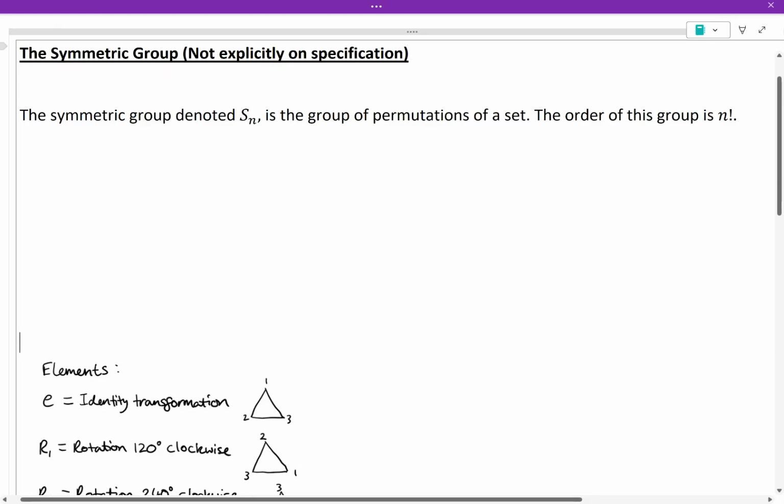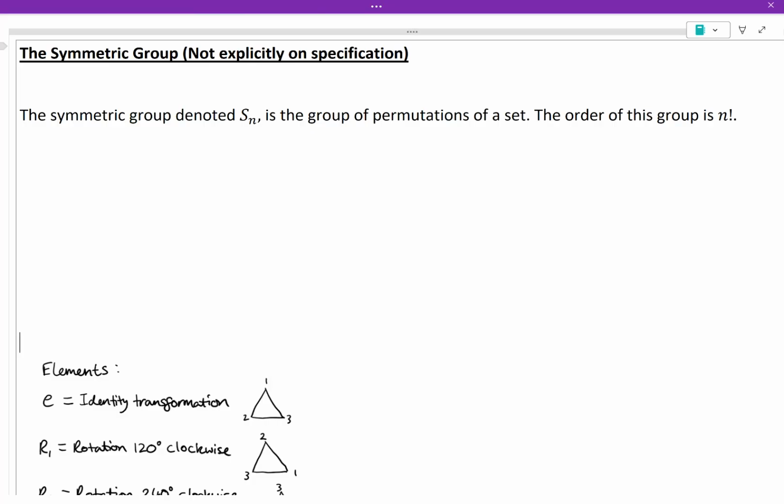Okay, in this video, we're going to look at something that's not explicitly on the spec, but I just want to make sure that you don't mix it up with what we've been talking about in these videos. So in the previous videos, we looked at the group of symmetries of regular shapes, which are sometimes referred to as dihedral groups. We're now going to look at something that's referred to specifically as the symmetric group.